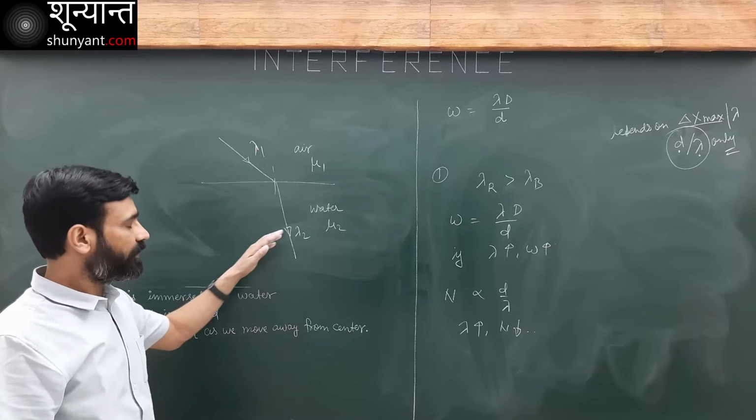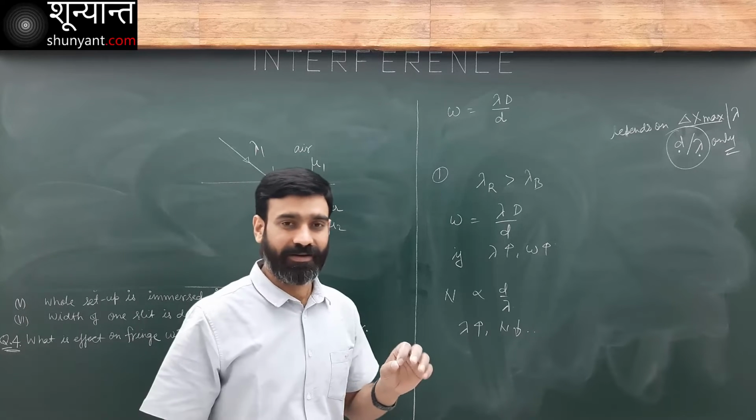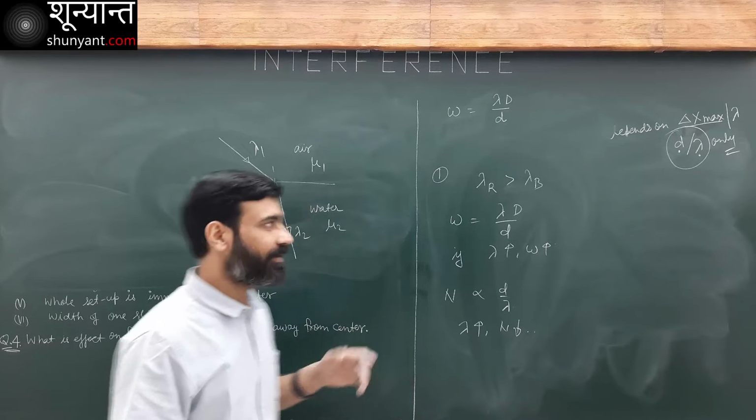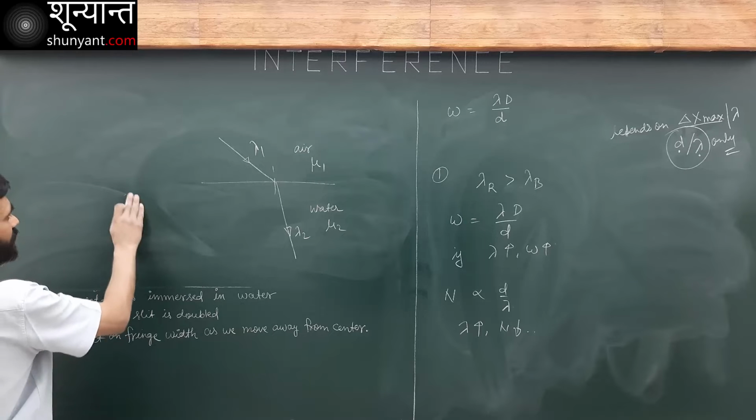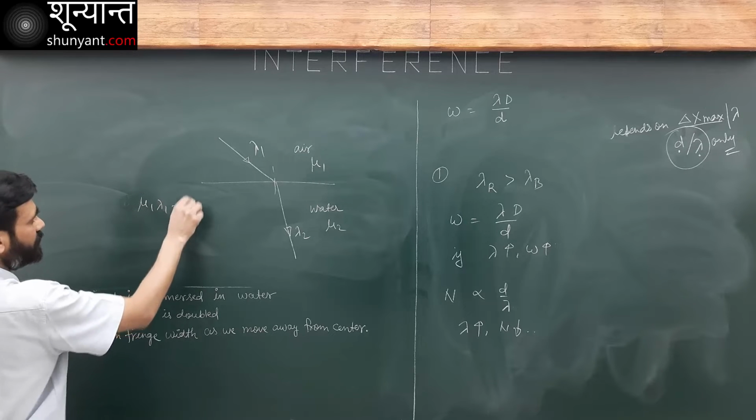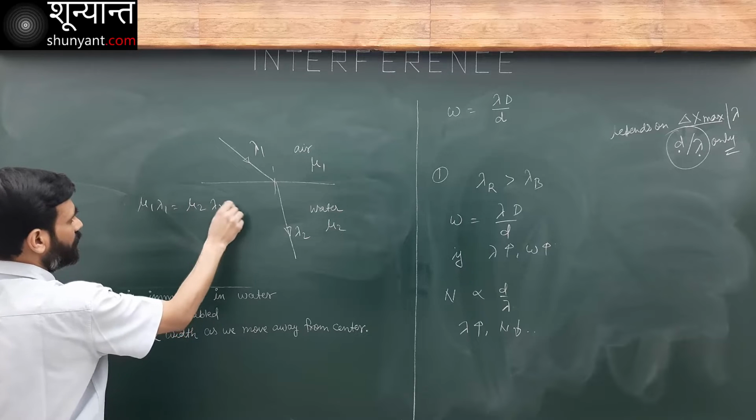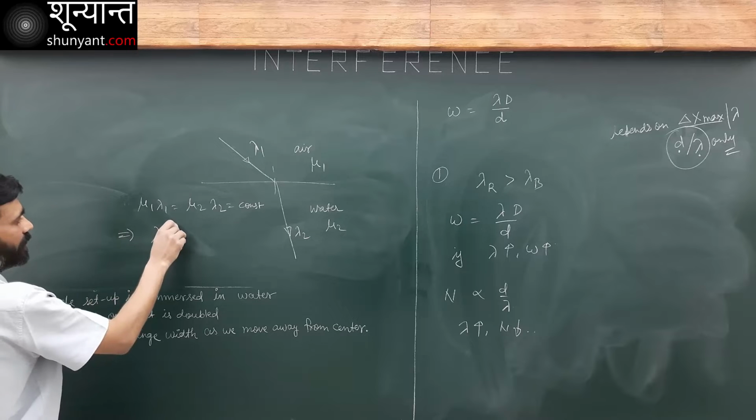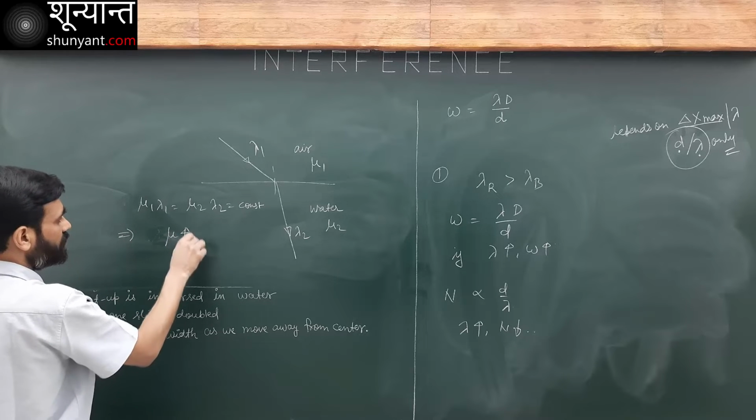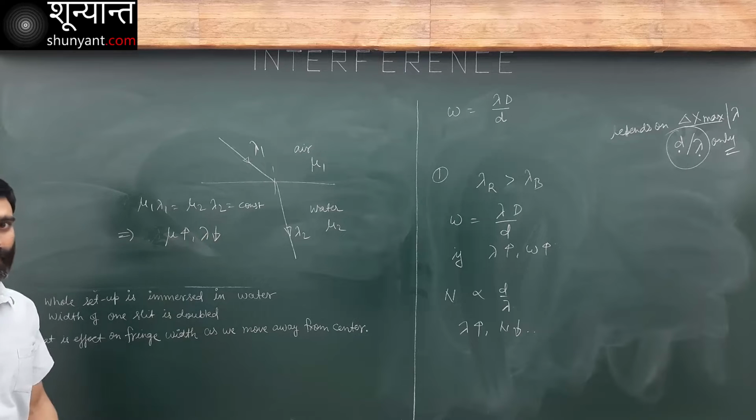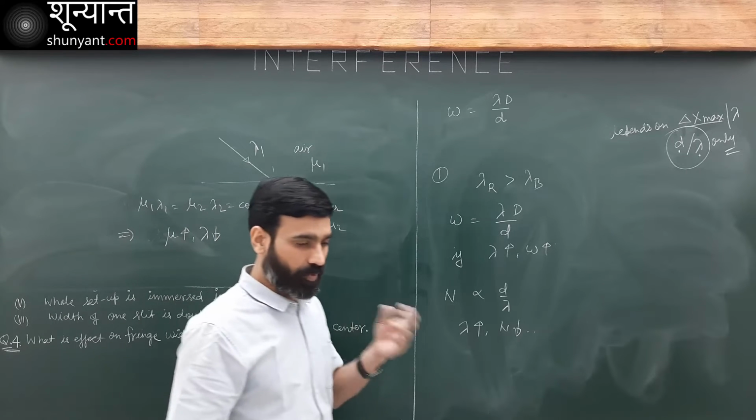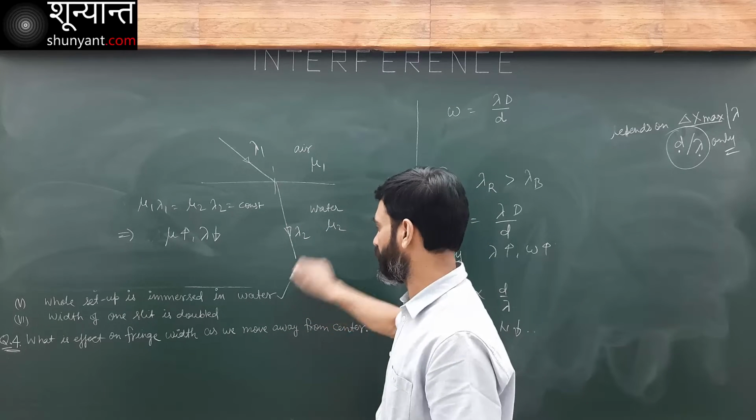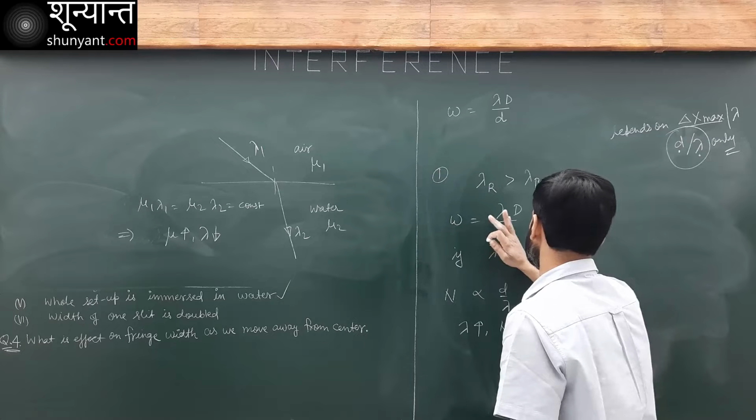What will be the effect when medium changes? This we have studied in refraction, geometrical optics. Those concepts you have to remember. It is mu1 lambda 1 equals mu2 lambda 2, it's constant. So if mu increases, lambda decreases. If the same light passes into water, the whole setup immersed in water, lambda decreases.